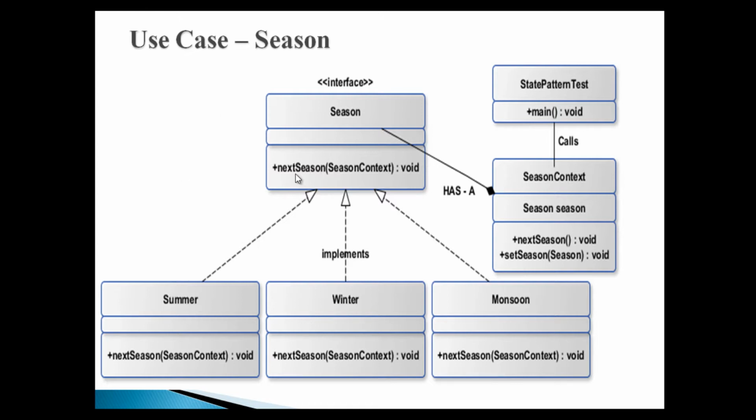The next season method after completing season points to next season in weather cycle. If we consider each season a state, then state changes to another when one season finishes. As season context carries an instance of season, based on season context next season comes.